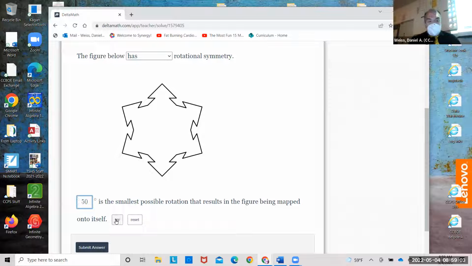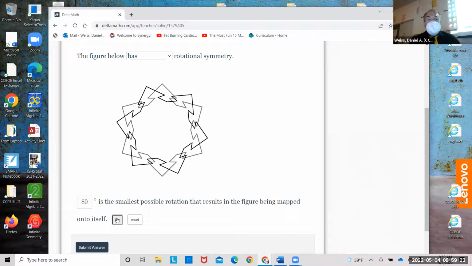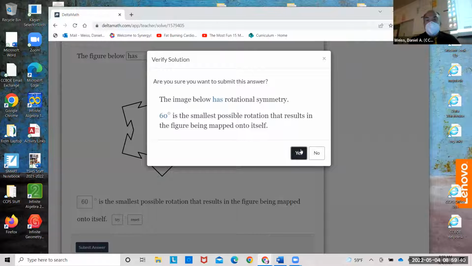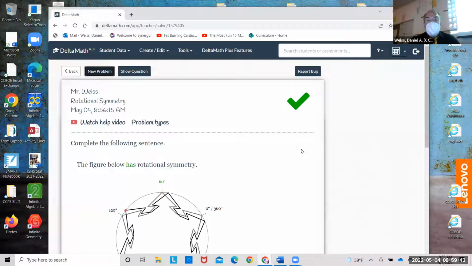There it goes. Okay. What happens if I only did, say, 50 degrees? Watch this. Oh, didn't work. All right. Reset. What if I did 80 degrees? No. Reset. So once again, I'm going to do 60 degrees. It needs to go 1 turn. Try. Okay, there, I got it. Okay, so I submit. Yes.